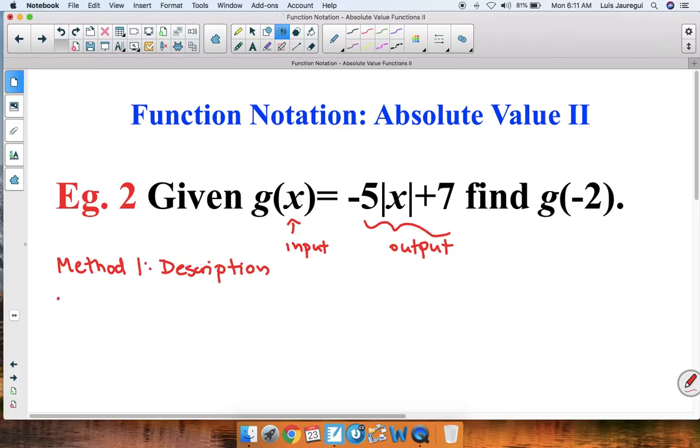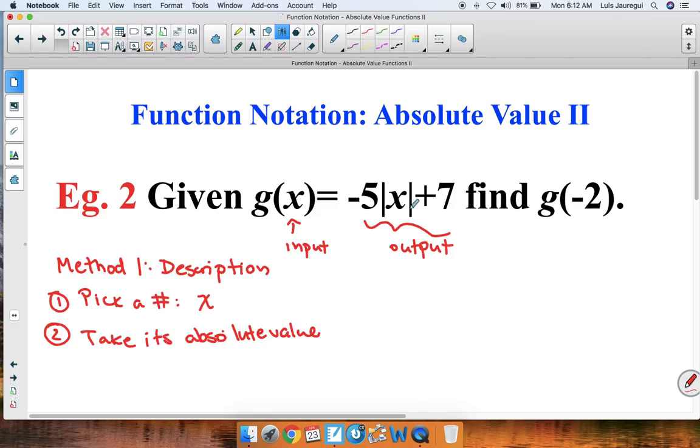Okay, so if we were to describe this, the first thing we do is to pick a number. We call that x. Now, the next thing we're going to do to x is to take its absolute value. So take its absolute value. After that, you're going to multiply by -5. And the last thing you're going to do is to add 7. So step 4, add 7.